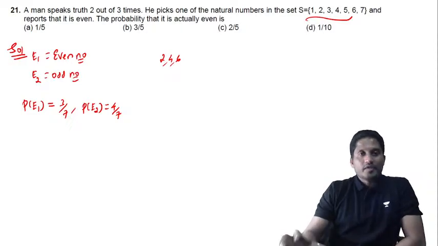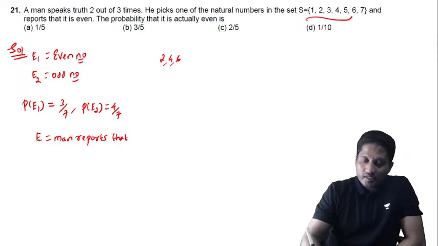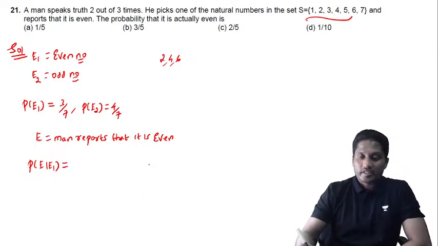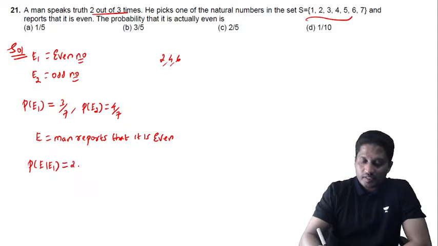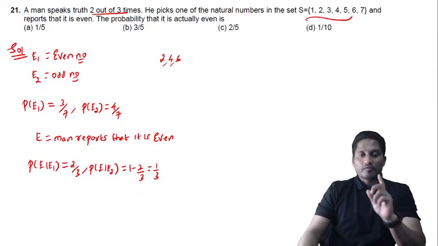Okay, so P of E1, P of E2. Now E is equal to the man reports that it is an even number. Now probability of E given E1: the man reports that it's even and it's actually even, so he speaks the truth, right? He speaks the truth 2 out of 3 times, so this is 2 by 3. P of E given E2: the man reports it's an even number, but it is not even. So 1 minus 2 by 3 will be equal to 1 by 3. If he speaks the truth 2 out of 3 times, the lie will be 1 out of 3 times.